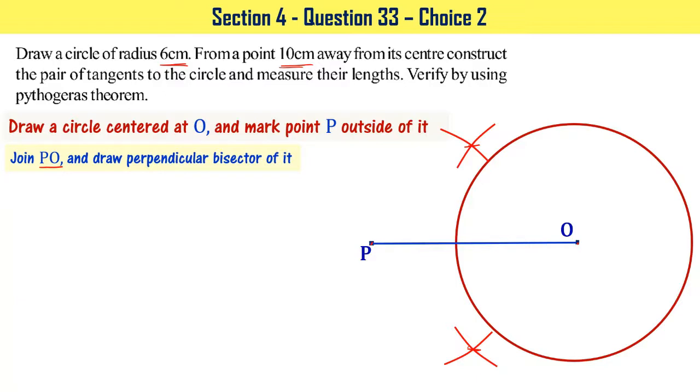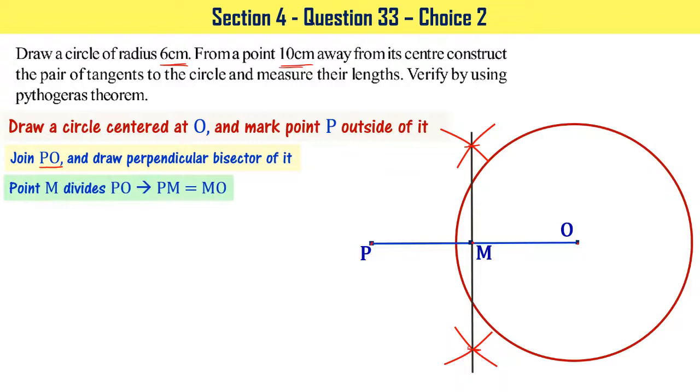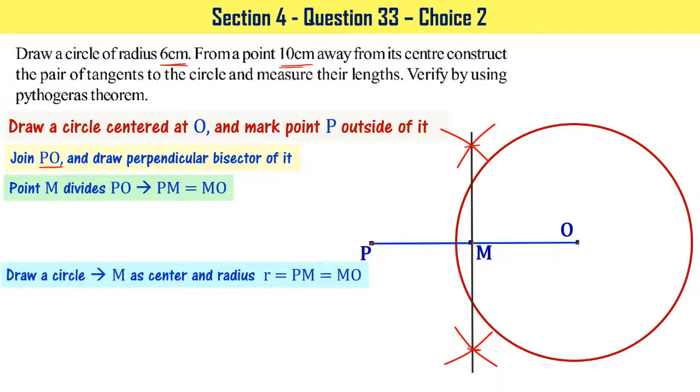Now what I'm going to do is, let me draw a line passing through these 2 points. As you see here, it is dividing line OP into 2 equal parts. Let's write that. Point M divides line PO into 2 equal parts such that PM equal to MO. The next step is we have to draw a circle keeping M as center and radius R as PM or MO. It means in this particular case it is going to be 5 centimeters.